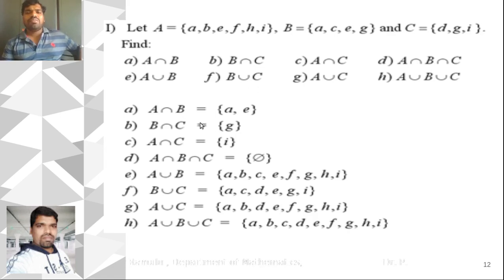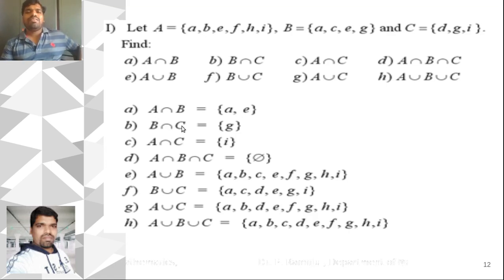I'm writing A intersection B simply. A has A, right? B does not have A in this set. E has, so A, E. Common elements of A and B are A, comma E. So A intersection B is equal to {A, E}.